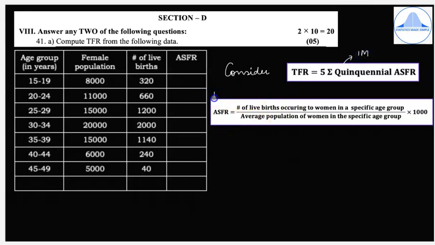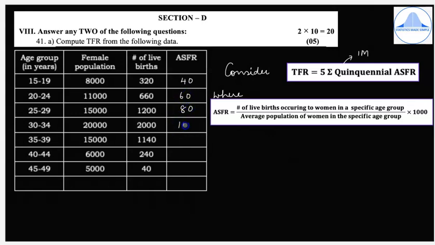And we also write the formula for ASFR. So where ASFR, that is the age specific fertility rate, is number of live births occurring to women in a specific age group divided by average population of women in the specific age group into 1000. So let us form the column ASFR and calculate the values. So it's 320 divided by 8000 into 1000. It is 40. The next one is 60.